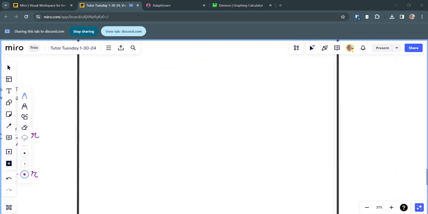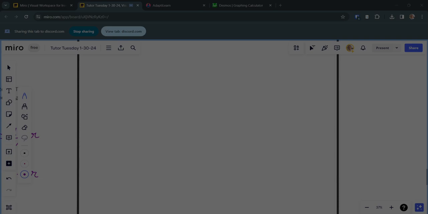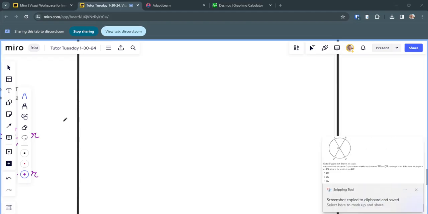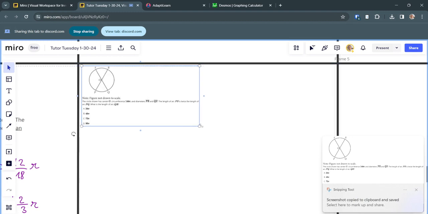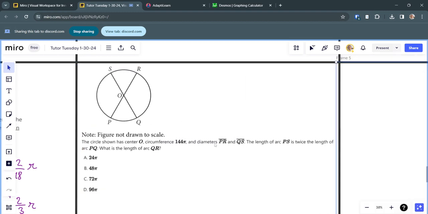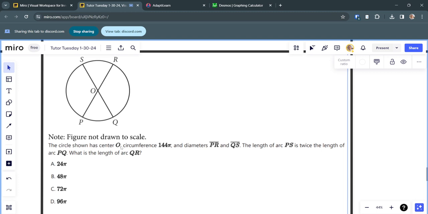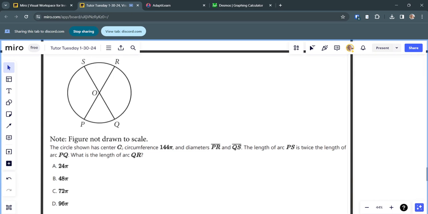Let's do a couple more arc problems. Actually, this one is a good one. This one you don't have to explicitly use the formula or solve for it, but it still tests your understanding of these circles.